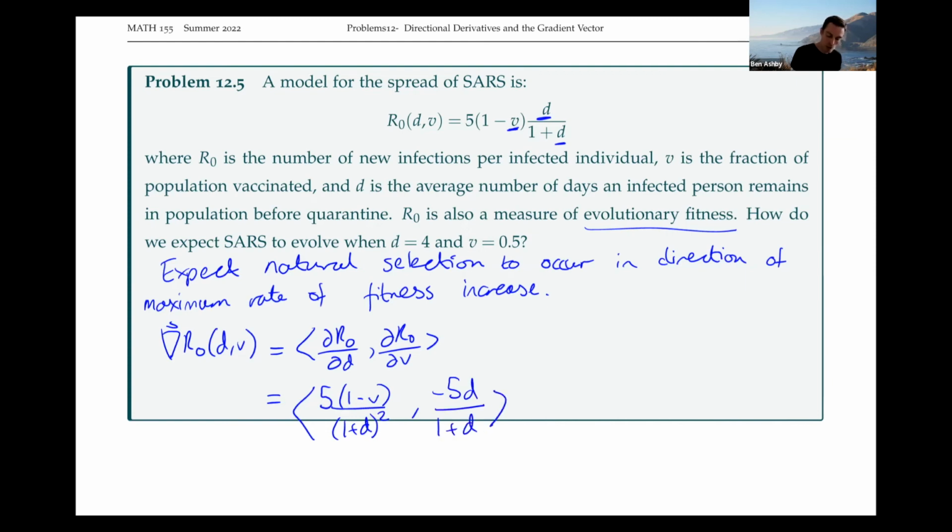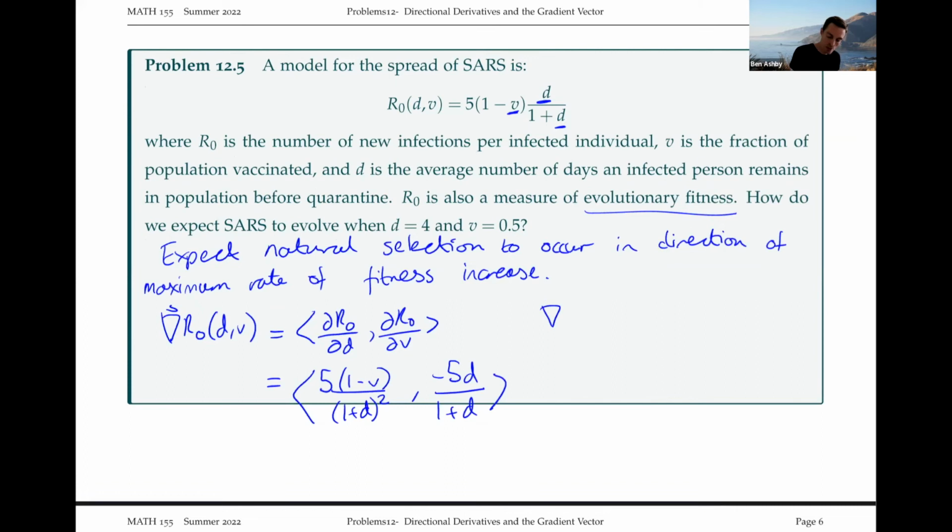So we're asked, how do we expect SARS to evolve when d is equal to 4 and v is equal to 0.5? So what we need to do is substitute these values in here. So grad of R0 at (4, 0.5) is equal to (1/10, -4).